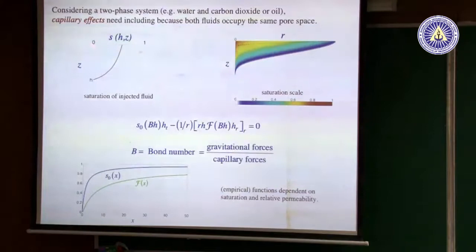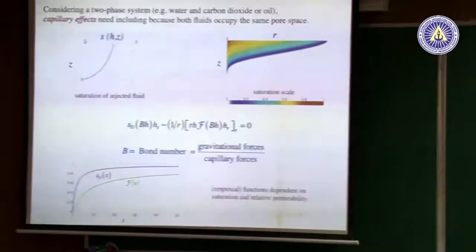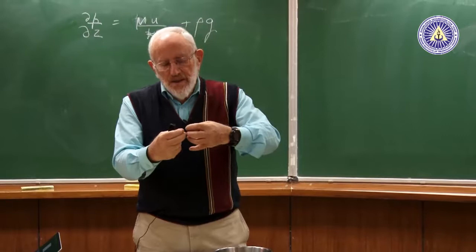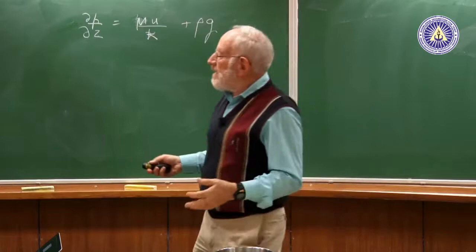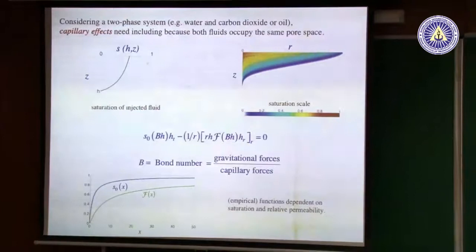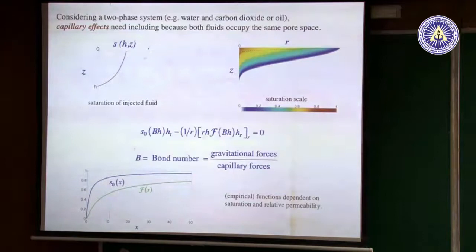Because of surface tension effects or capillary effects, what happens is you have both fluids mixing together. Not mixing in the sense of forming one system, but it takes a while for the water to get in. The water and the carbon dioxide have to share the pore space together. And that's due to the surface tension effects, and there will be a high saturation of carbon dioxide here and a lower saturation here.